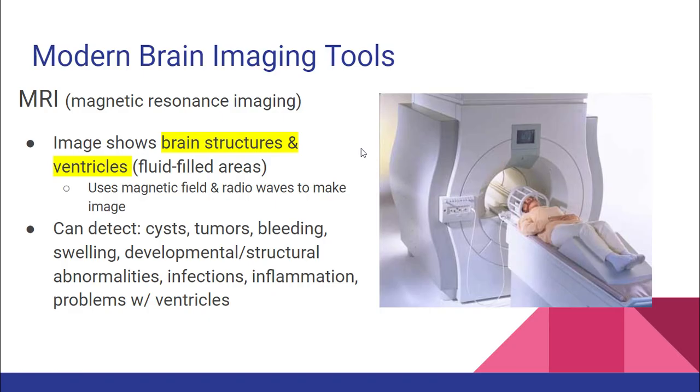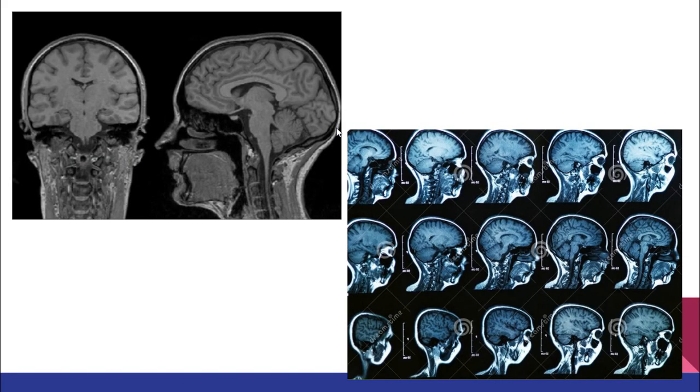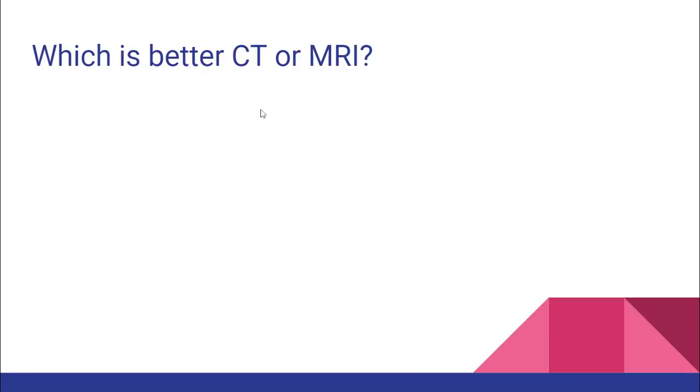This is really useful for finding things that aren't supposed to be there, like tumors, bleeding, swelling, structural abnormalities. Inflammation can also show up on MRIs. So you can see what those look like. You can see it's definitely a superior image in comparison to the CT scan. We'll talk about pros and cons a little bit. The dark portions you see in the MRI are the ventricles, the fluid-filled areas. We know what the brain is supposed to look like, and we can tell when there are abnormalities or something that's not supposed to be there.